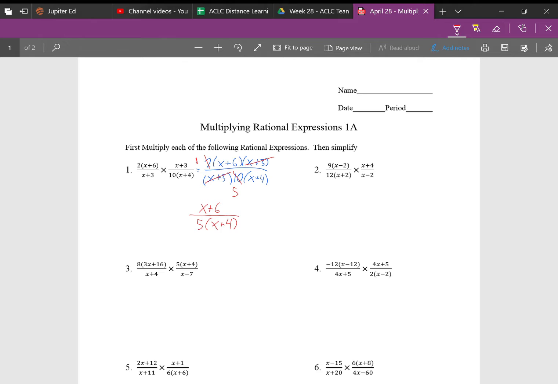I want to continue with multiplying rational expressions 1a. In the last video, the only thing we factored was the numbers 2 and 10, but in some of these problems we do have to do some factoring, and let's go ahead and do number 5 as an example of that.